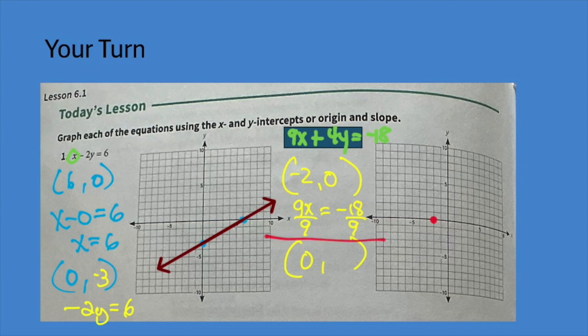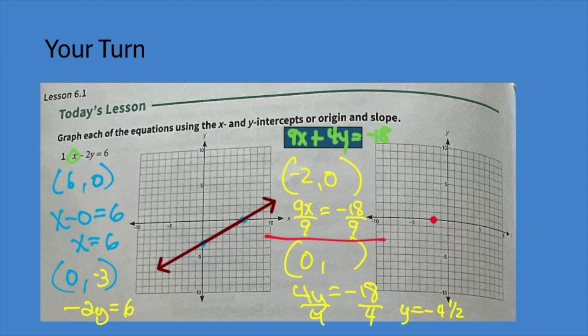Now I'm going to plug a 0 in for x. This one is the one that gets a little complicated. So I'm going to have the 0, which I don't really have to write, plus 4y equals negative 18. Does 4 go into 18? No, so you can do 4.5. Is it negative? It's negative. Okay. So y will equal negative 4 1/2 or 4.5.